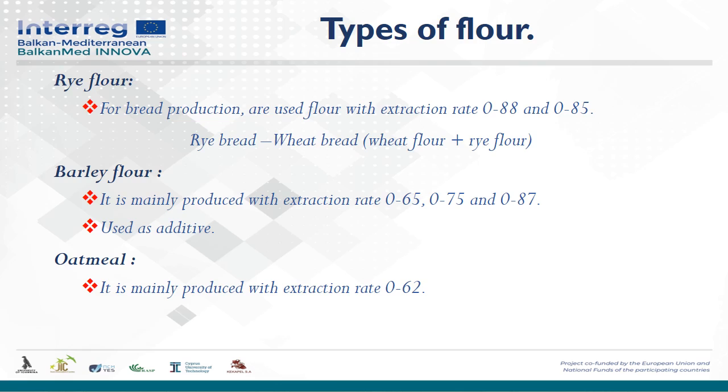Oatmeal is the last type of flour that we're going to discuss. Oats grow in poor soils and can withstand cold climates. They have a tremendous nutritional value. This is the reason that oatmeal is increasingly used in human consumption, especially for the production of special food products. Oatmeal is mainly produced with extraction rate 62%.